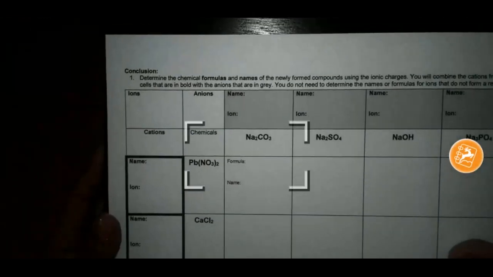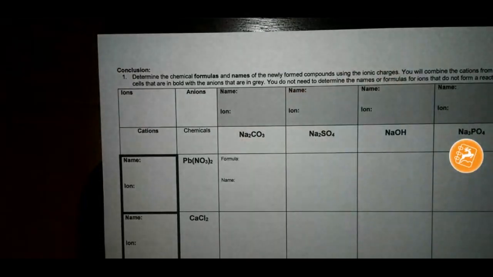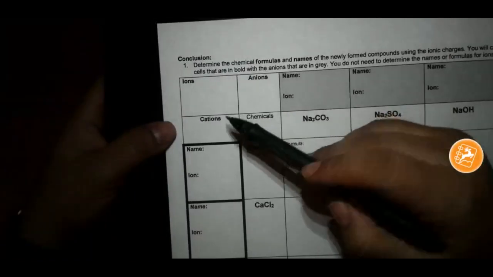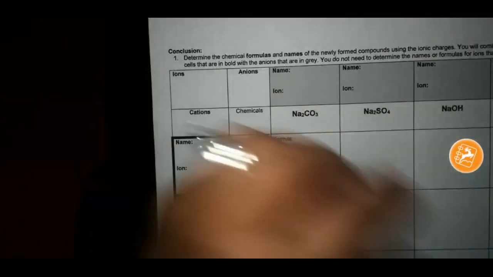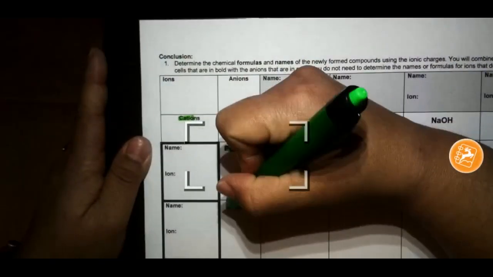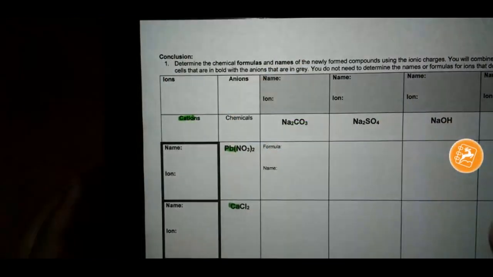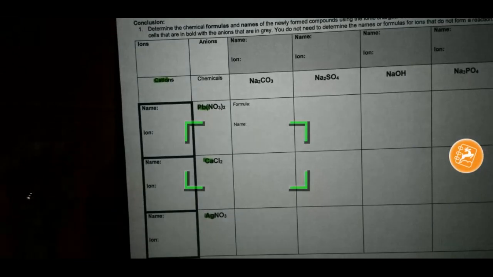And now we're going to look at the back. So it says, determine the chemical formulas and names of the newly formed compounds using the ionic charges. You will combine the cations from the cells that are in bold. We want the cations from the cells that are in bold. So the cation would be the positive ion. So that's the first one, right? And then the anion from the cells in gray.